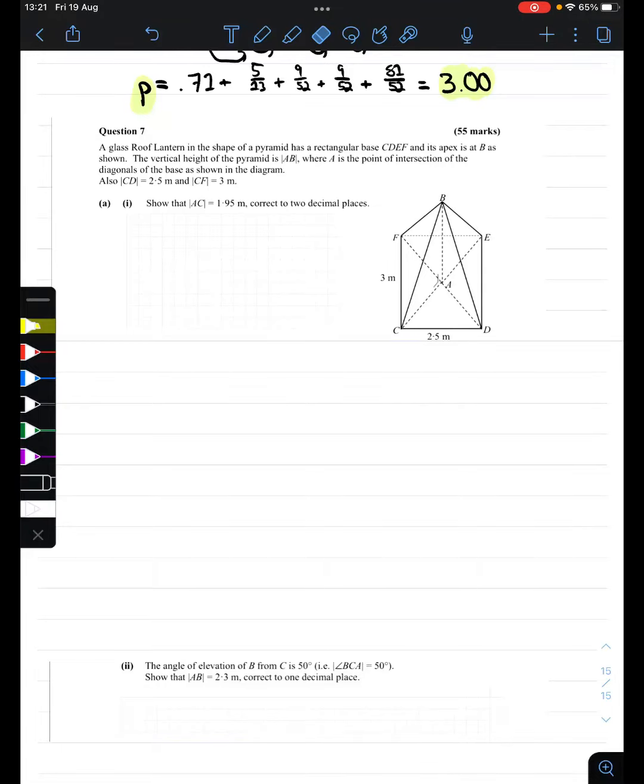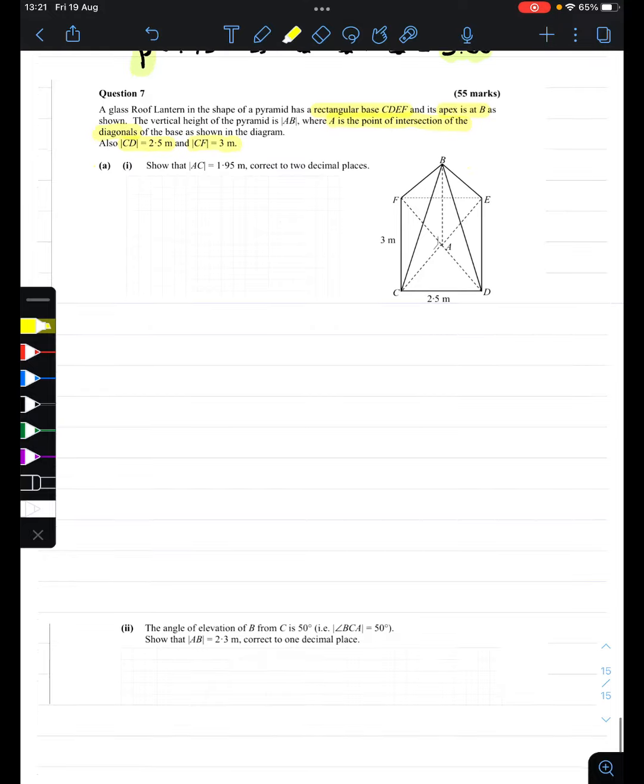Hi guys, so today we're going to take a look at question 7 of the 2016 exam paper 2. A glass roof lantern in the shape of a pyramid has a rectangular base CDEF and its apex, its point, is at B. The vertical height of the pyramid is AB, where A is the point of intersection of the diagonals of the base as shown in the diagram. So A is just the center point of the rectangle. The length of CD is 2.5 meters and the length of CF is 3 meters as shown.